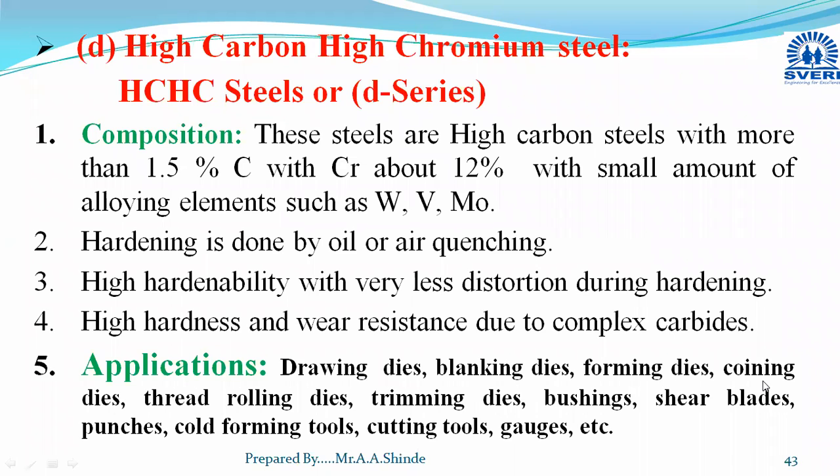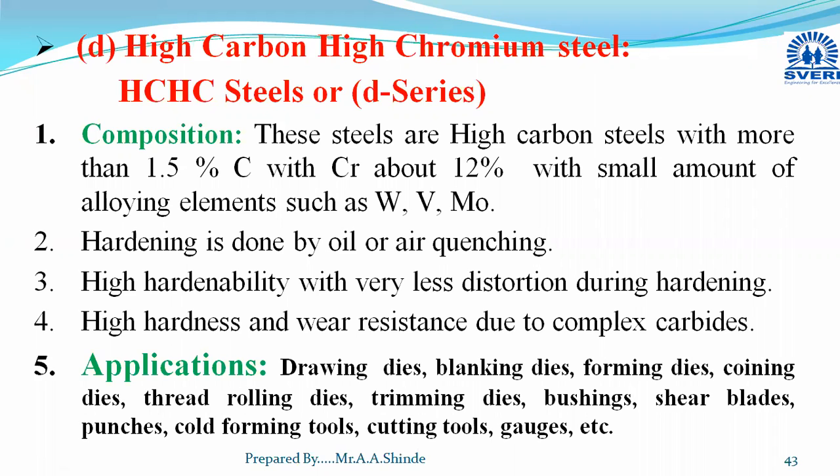dies, coining dies can be manufactured, then different kinds of thread rolling dies, trimming dies, different kinds of bushings, and different kinds of shear blades, punches, different kinds of tools used for cold forming, then different kinds of cutting tools and gauges can be manufactured with the help of these HCHC steels, or high carbon high chromium steels, or the cold worked tool steels from this D series.